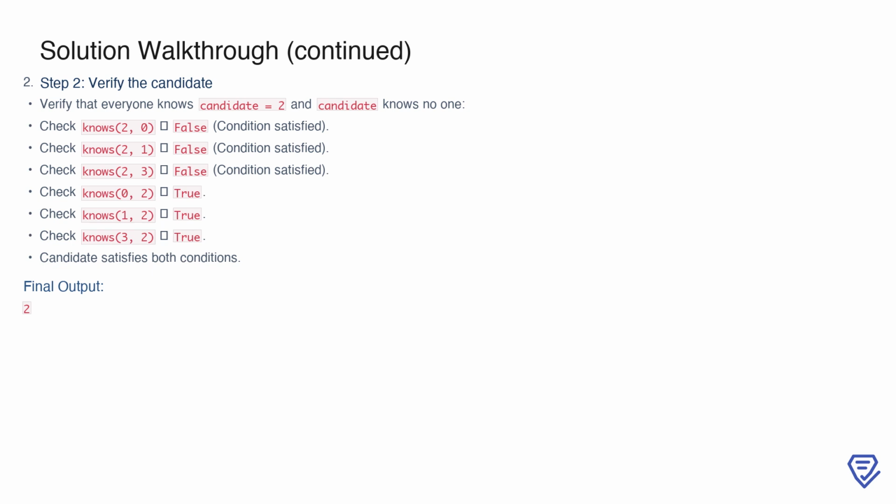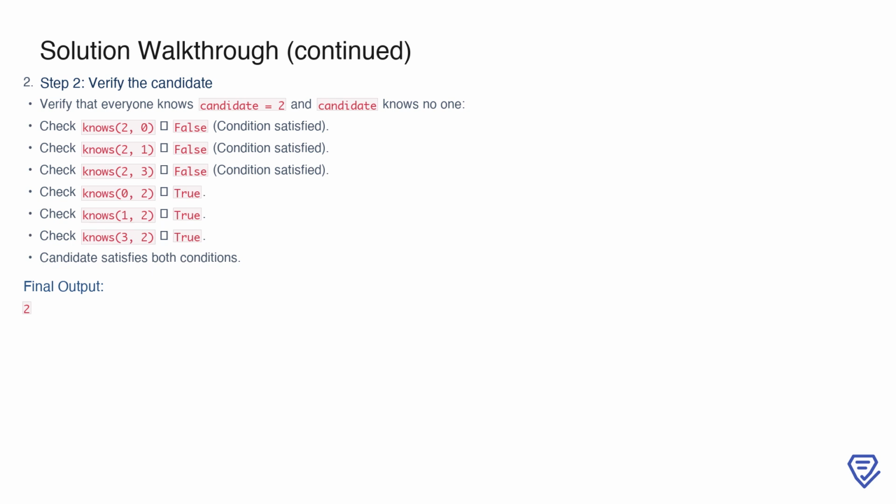The next step is to verify whether this candidate, person 2, is indeed the celebrity. To do this, we ensure that person 2 knows no one, and that everyone knows person 2. First, checking if person 2 knows anyone, we find that knows(2, 0), knows(2, 1), and knows(2, 3) are all false, satisfying the condition that the celebrity knows no one.